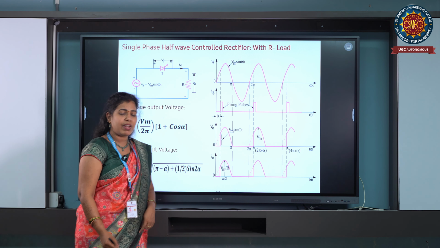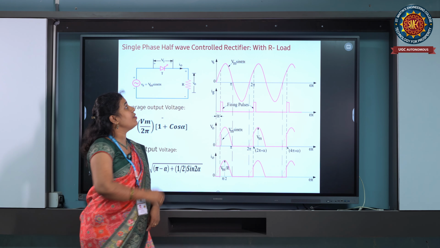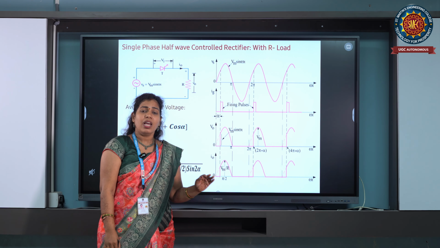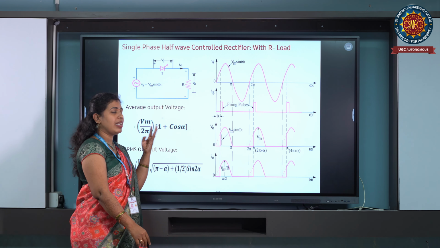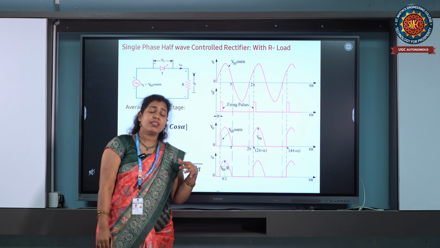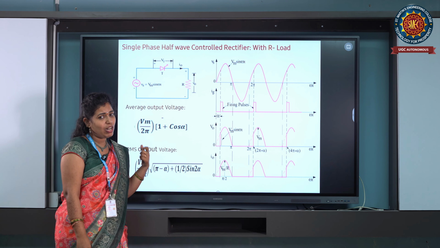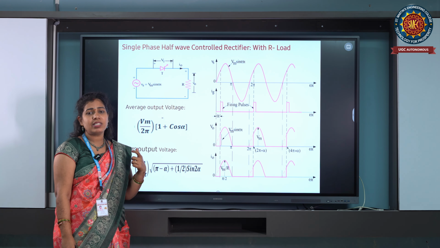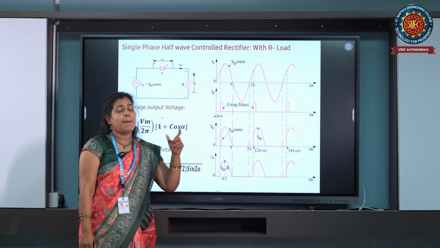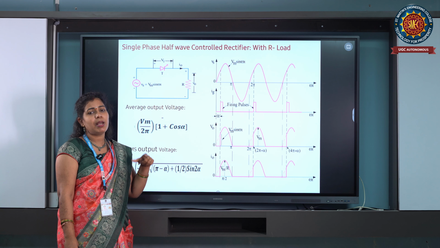When we discuss the single phase half wave controlled rectifier, it is connected to a load. The loads are of different types: resistive load, inductive load, and a combination of resistive and inductive plus energy, that is RLE load. RLE means resistance, inductance and the back EMF, and the combination of the three is nothing but a motor.